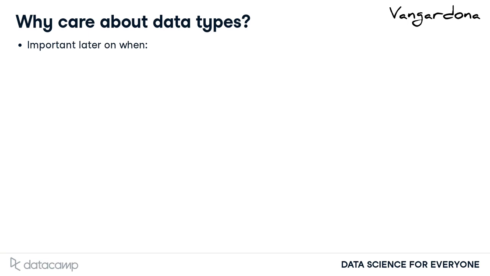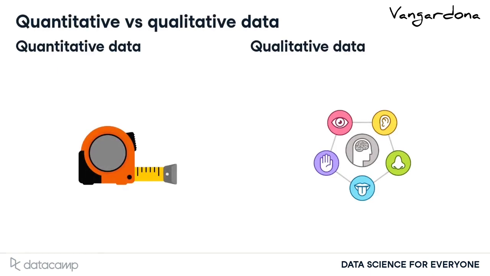For instance, it's especially relevant when you want to store the data, which we'll talk about in the next video, as not all types of data can be stored in the same place. Furthermore, when you're visualizing or analyzing the data, it's important to know the type of data you're dealing with. Not all visualizations or analyses can be performed with all data types. So, let's dive in. There are two general types of data: qualitative and quantitative data.